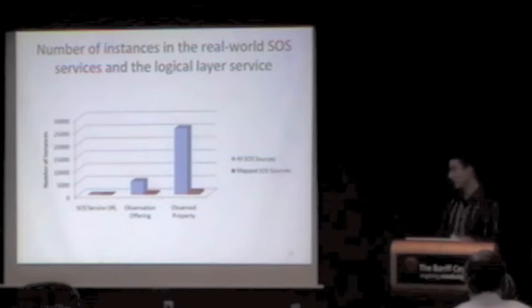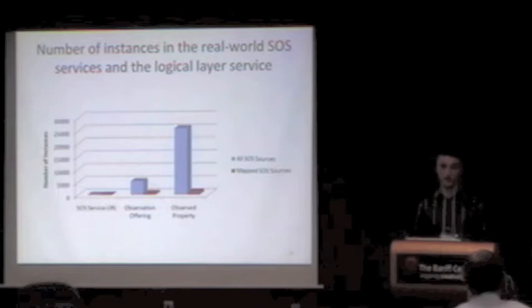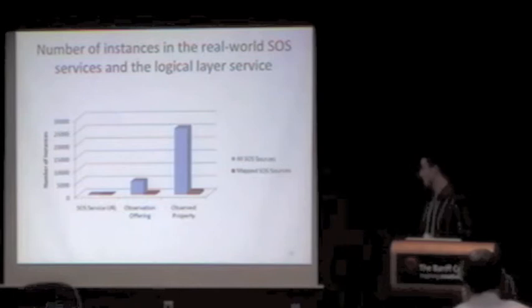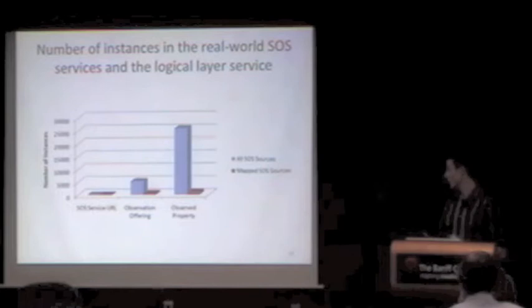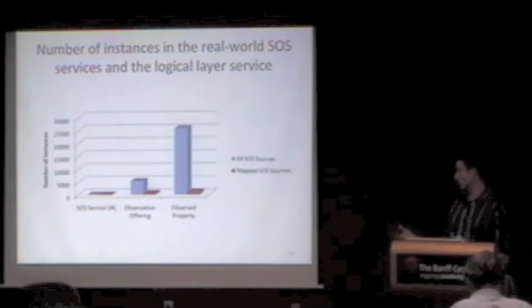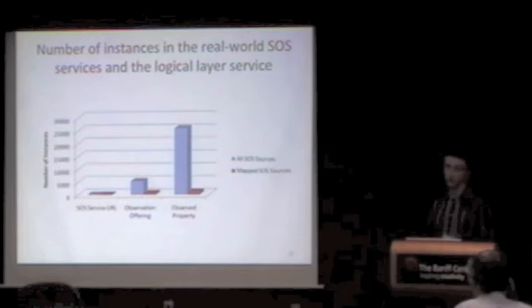So the blue is, as far as we can tell, the entire sensor web as defined by SOS version 1.0. There's only about 50, I believe, SOS services that we can find. But if you look at unique observation offerings, that number increases. And when you look at unique phenomenon layers by observed property, the number increases by quite a bit. And we've only really mapped a small subset of this entire space. So it gives you the idea of the breadth or the depth of the sensor web.